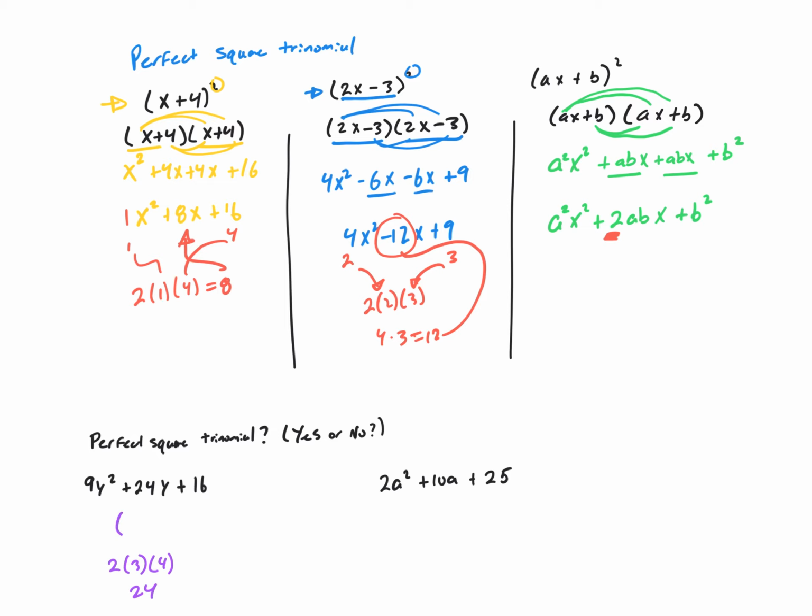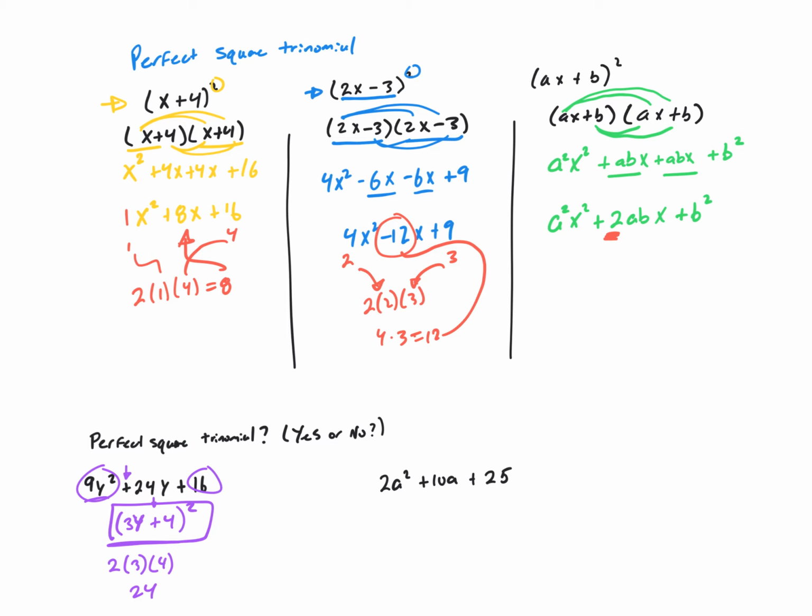This is going to factor into the 3y, so y, plus 4 squared. We use the plus right here because this is a plus. If that was a minus sign, then we'd use a minus. So we're going to do the square root of that, and it factors just like that. Feel free to expand it and check that.